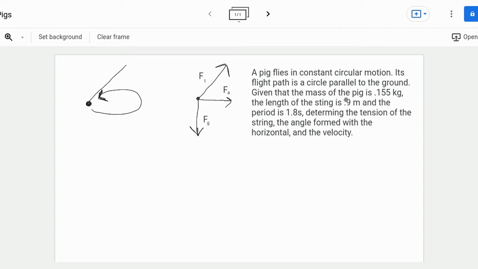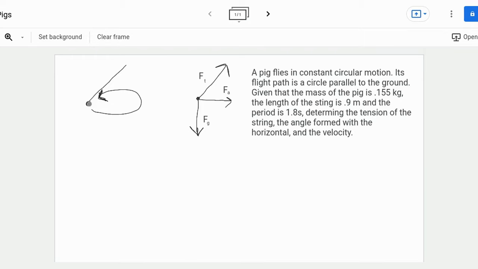Given that the mass of the pig is 0.155 kilograms, the length of the string is 0.9 meters, and the period is 1.8 seconds, we're going to have to determine the tension of the string, the angle formed with the horizontal, and the velocity. Over here we have a picture to help visualize what's going on in this situation.